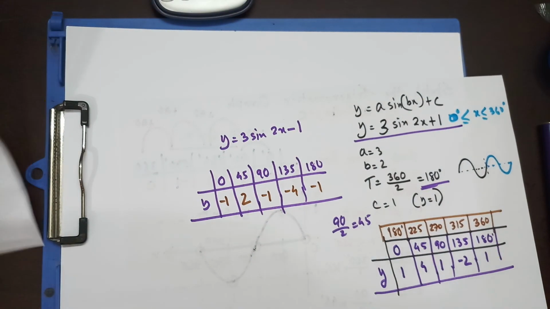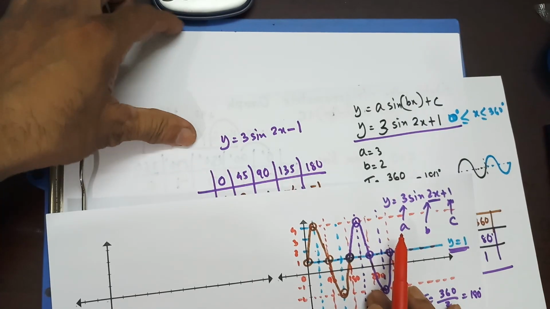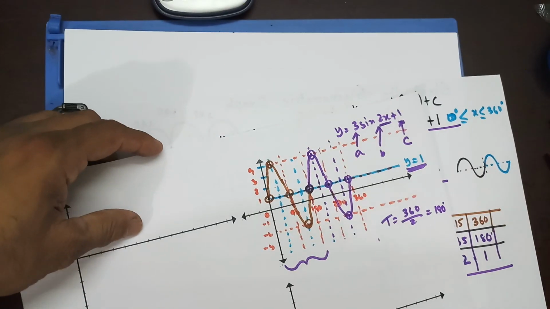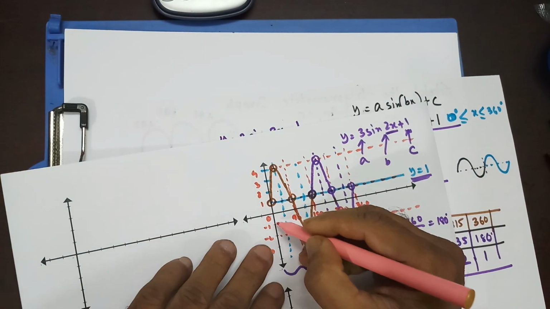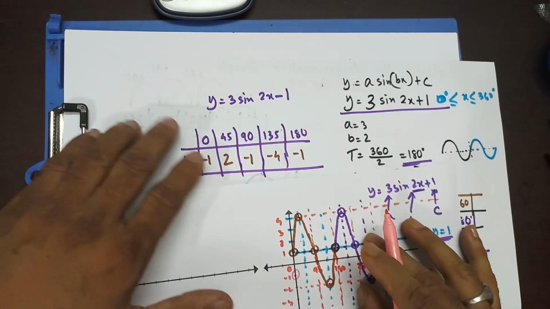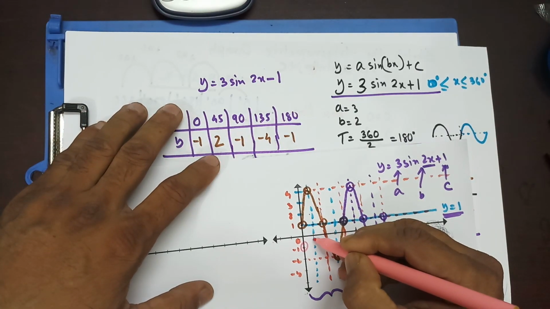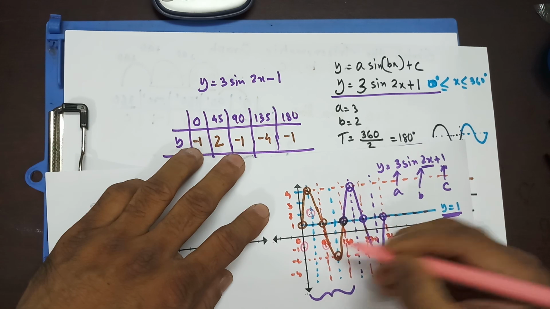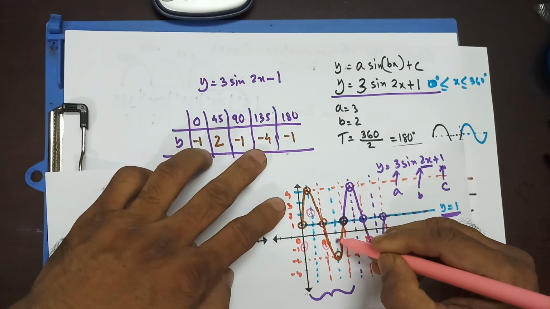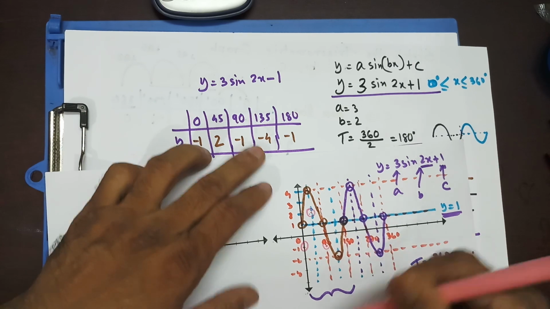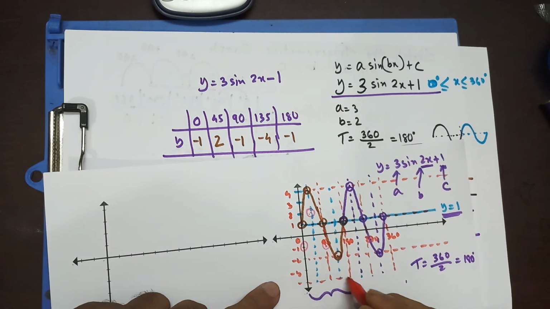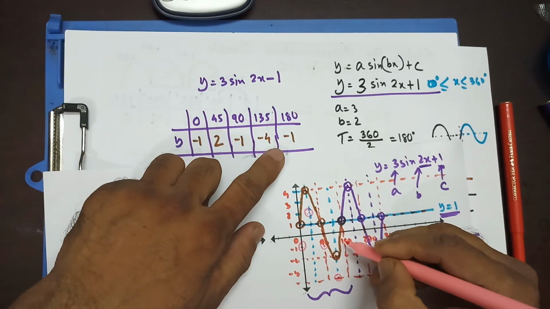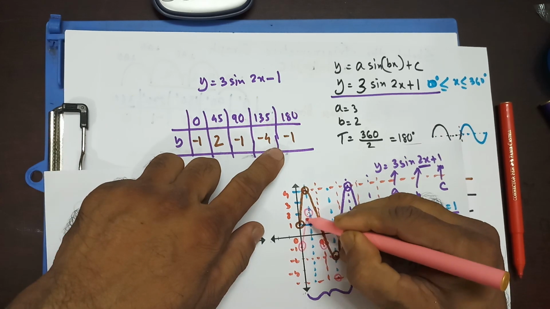So on the same axis, I'm going to draw this one using a different color. At 0 degrees, it's -1 over here. At 45, it's 2. At 90, it's -1 right over here. And 135 is -4. I need to go a little bit down here, so -4 is right over here. And at 180, -1. So the graph should be going something like this.